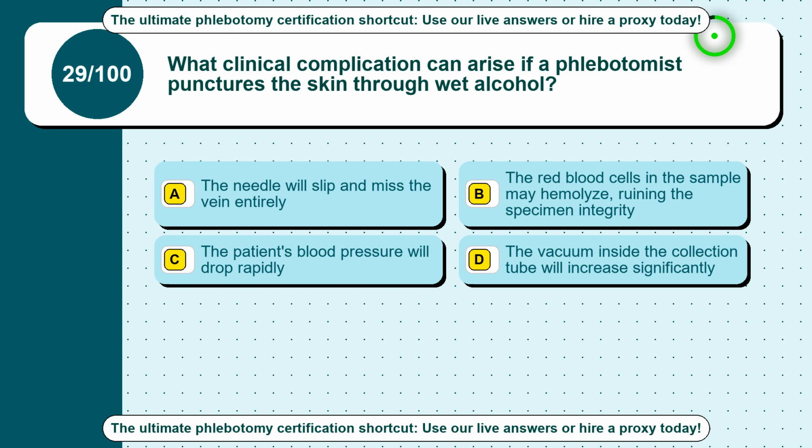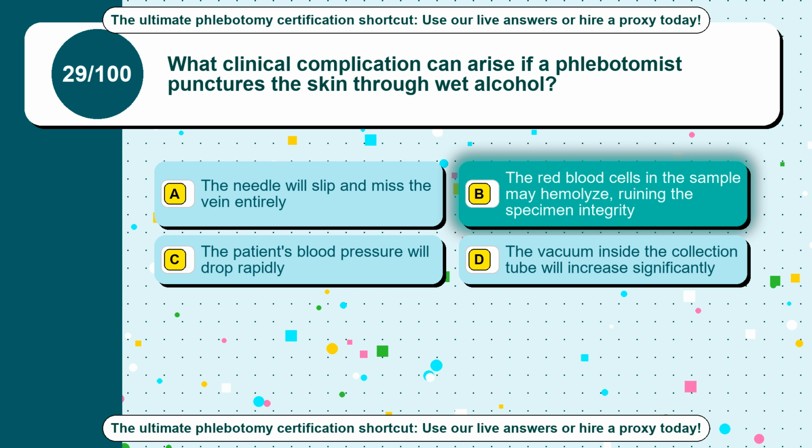Question 29. What clinical complication can arise if a phlebotomist punctures the skin through wet alcohol? Option A. The needle will slip and miss the vein entirely. Option B. The red blood cells in the sample may hemolyze, ruining the specimen integrity. Option C. The patient's blood pressure will drop rapidly. Option D. The vacuum inside the collection tube will increase significantly.